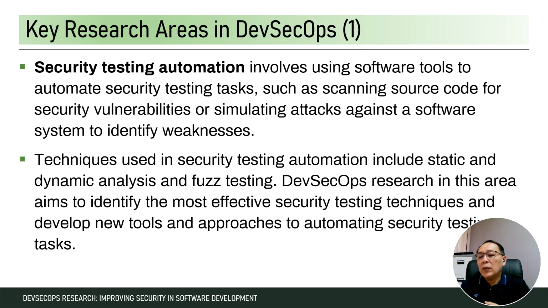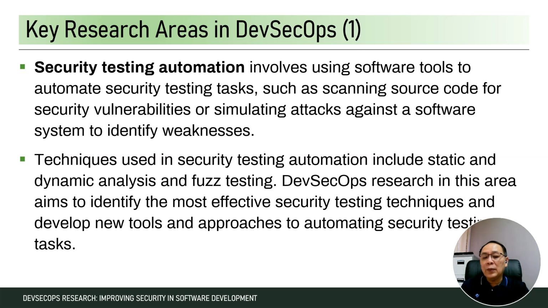Now, there are several key areas in DevSecOps, which you can see here. First is security testing automation. The automation here involves using software tools to automate security testing tasks, such as scanning source code for security vulnerabilities or even simulating attacks against a software system to identify weaknesses.